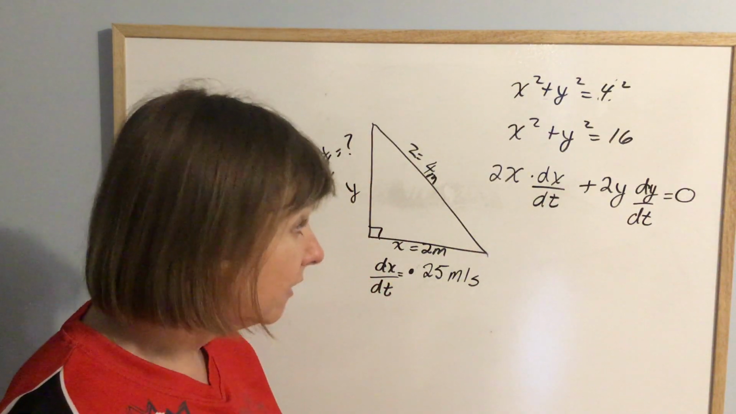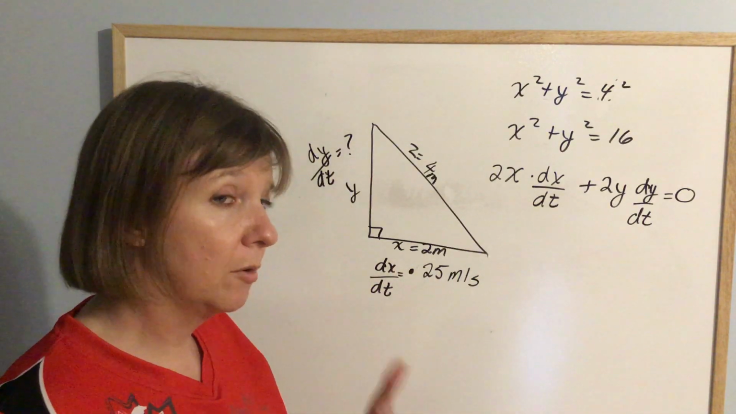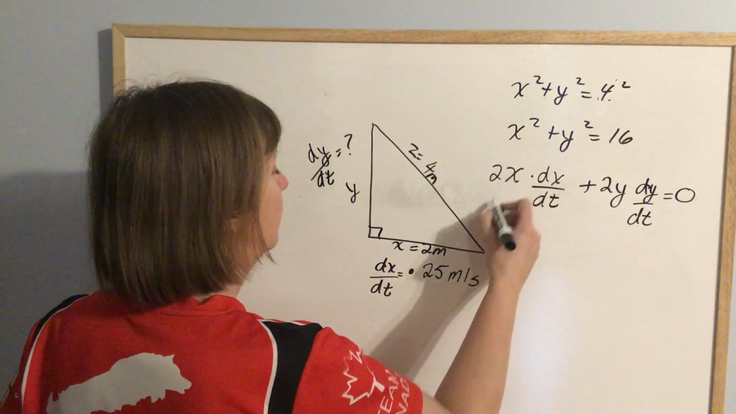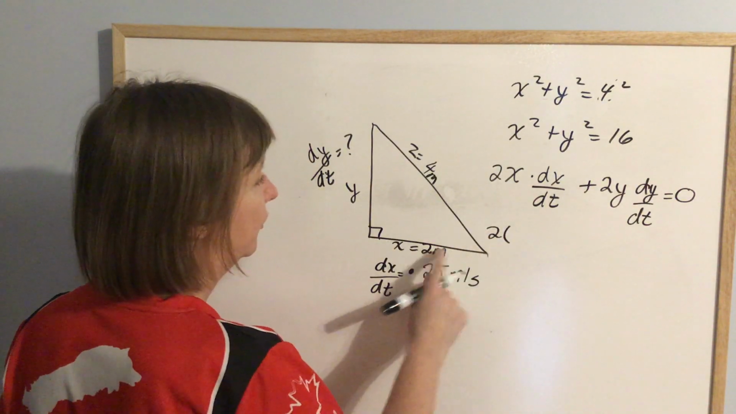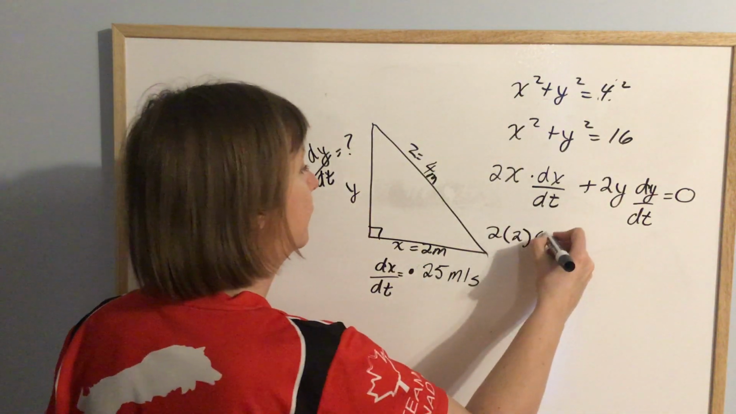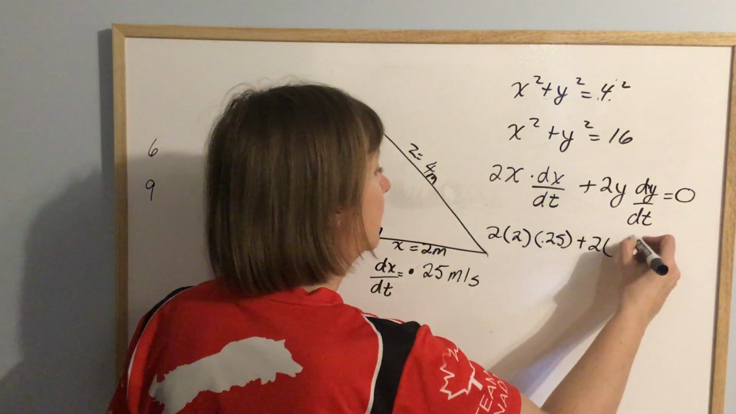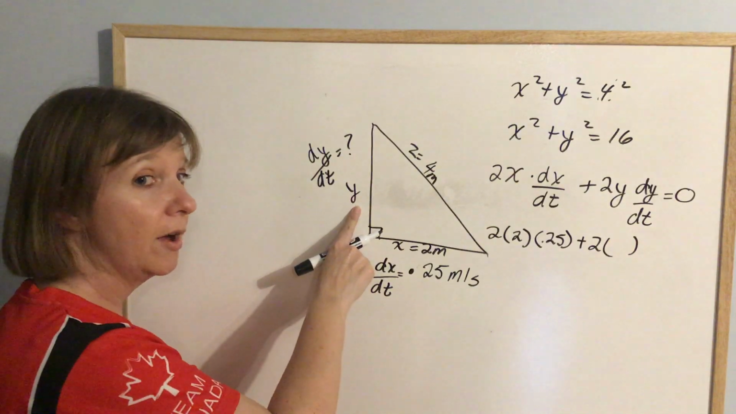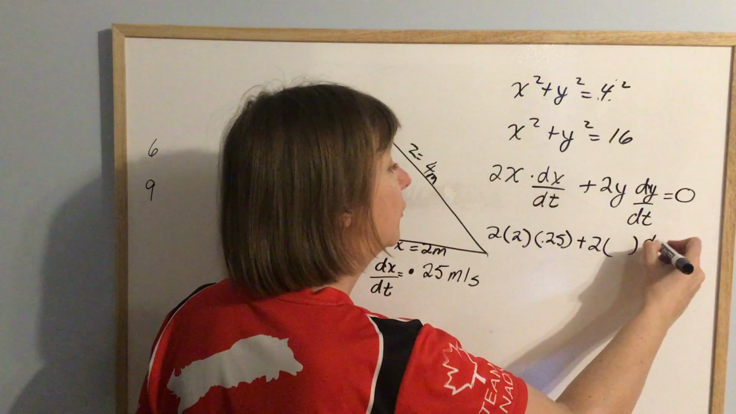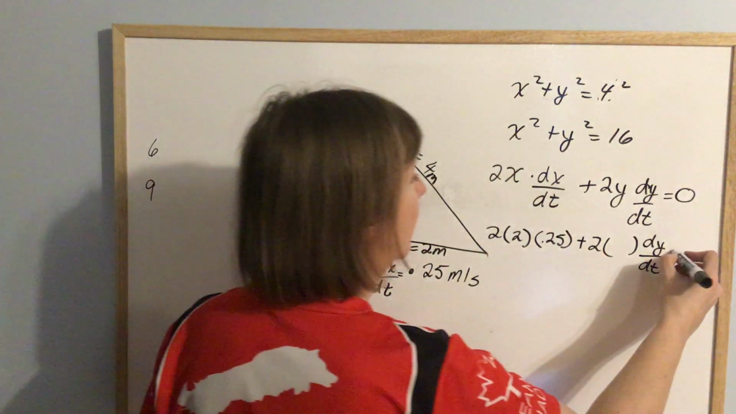Anyway, so now I can fill in numbers. We're going to run into a problem though in just a second. You may already see it, but just in case you don't. So 2 times x, which was 2, times dx over dt, which was 0.25, plus 2 times y. Here's the problem, I don't have a y. Times dy over dt, and dy over dt is what I want to know. I want to know at what rate is the lumber going down this side.